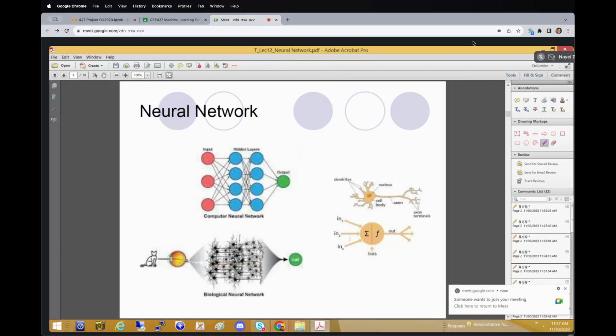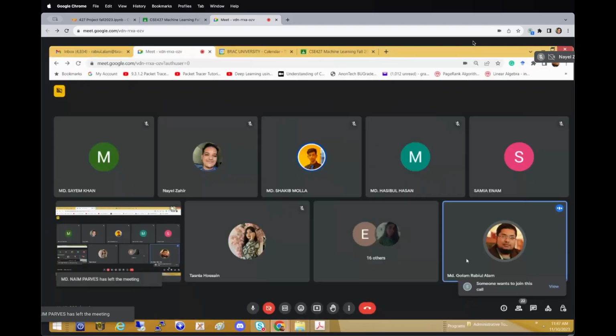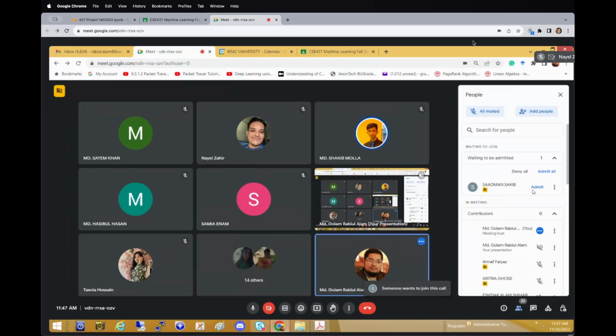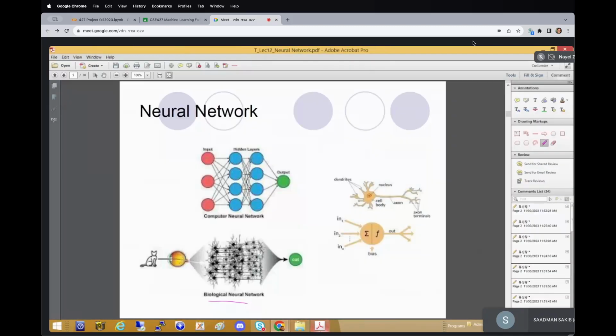Now we can see the artificial neural networks and also the biological neural networks. What are the similarities here? We need to identify the similarities. Okay, then we can see in our biological neural network, some of the units are input units.